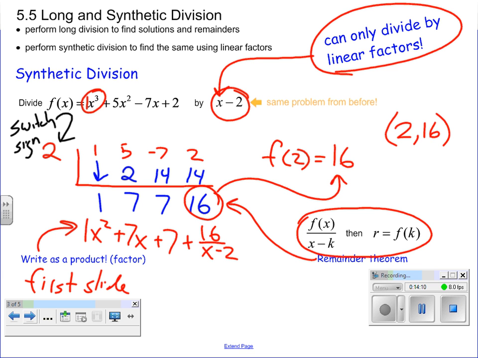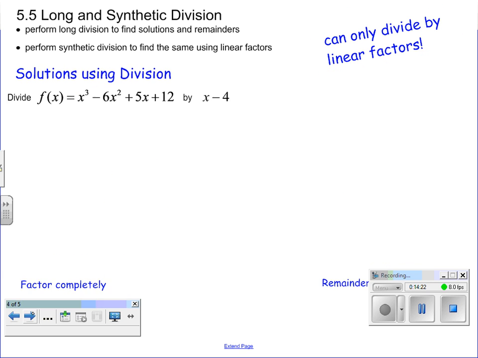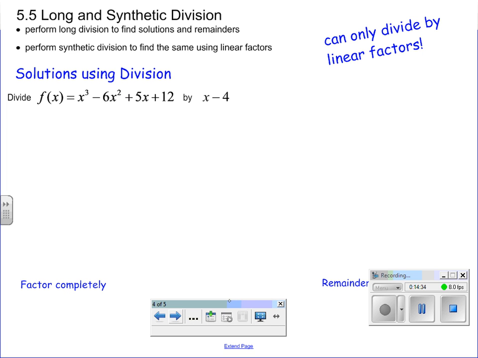So the remainder theorem is a way to evaluate the function quickly. So you plug 2 into the equation, or into a function, and you get 16. And that is the remainder. So let's take a closer look at that here in our next slide. So here we're going to try to find solutions using synthetic division. I want to factor completely the same elements. So let me just move this box over because I'm going to need that here in a little bit.